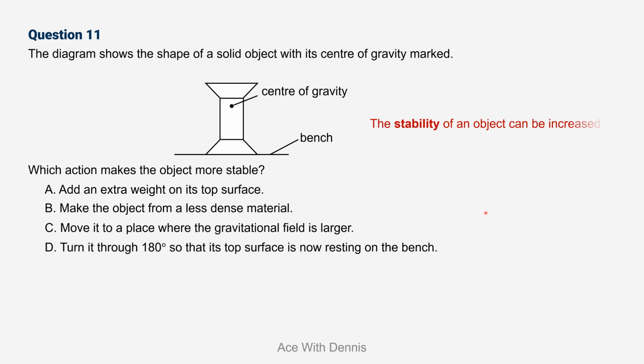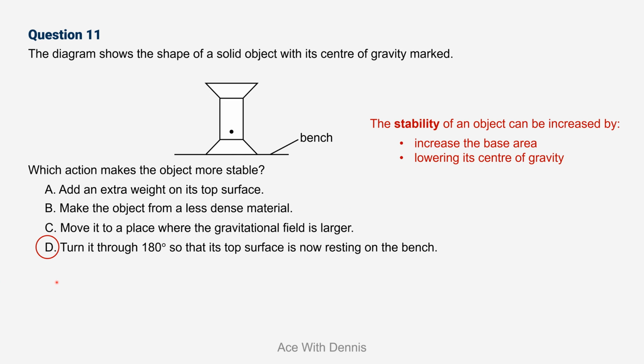To answer this question, we need to understand that the stability of an object can be increased in two ways. Number one, we increase the base area, or number two, we lower the center of gravity. For this case, which one is easier? Of course, we turn this object through 180 degrees so that the top surface is now resting on the bench. What's the reason? When it is stable, the center of gravity will be as close as possible to the earth. Then it will be stable. Hence, for this case, the answer will be D.